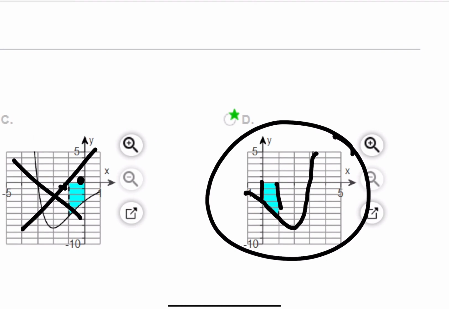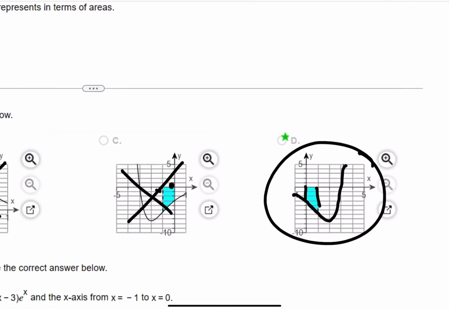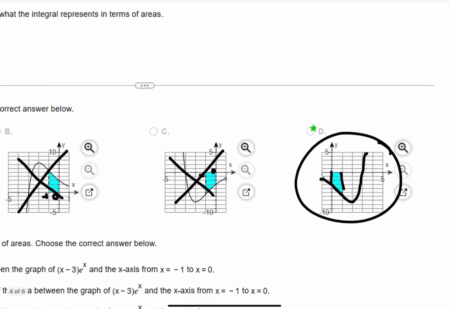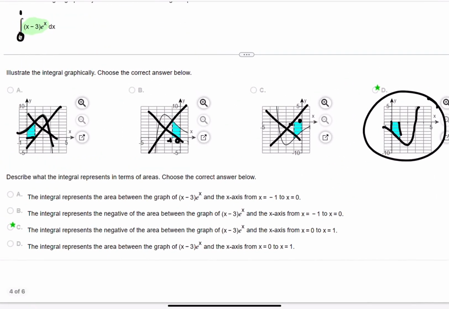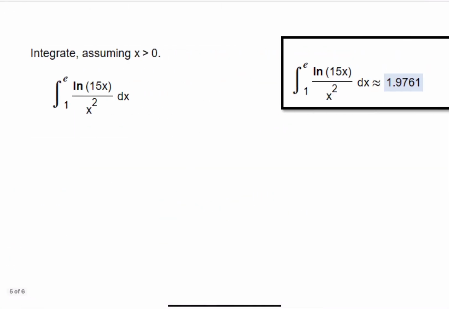Okay, so you always have to graph it in your calculators to visually see what's going on. And here in your options, it says the integral represents the negative area between the graph from x equals 0 to x equals 1. They're saying negative because it's below your x-axis. All right, let's go ahead and take a look at this one here. Can I use my substitution here? Let me see.